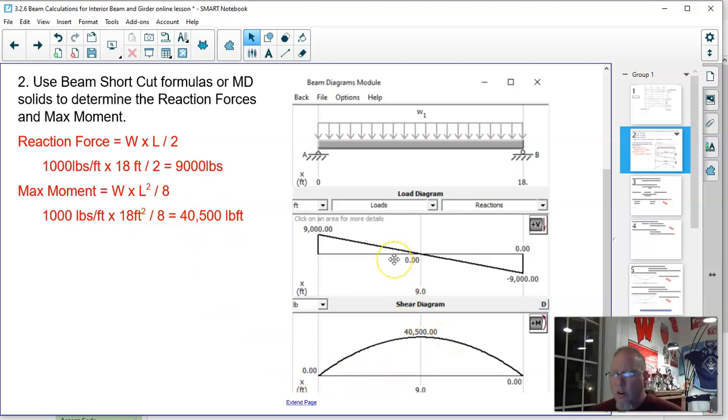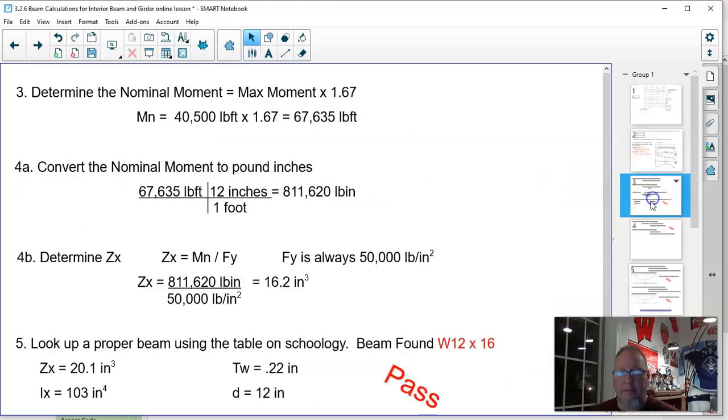So if you're doing this at home, you don't have access to MD Solids today because that is at school on the computer. So your only choice would be to use these reaction formulas. They're not that hard. I'm sure you'll figure it out. Give it a shot. Step 3, determine the nominal moment, which means we're taking the max moment of 40,500 pounds and increasing it by 67%. When I did that, I got this number right here.